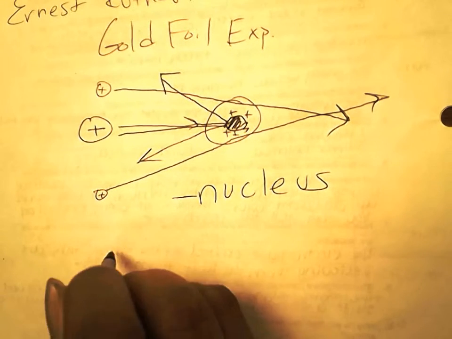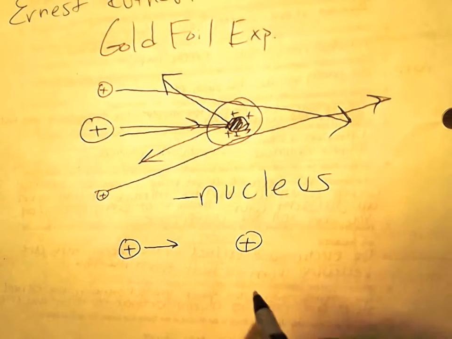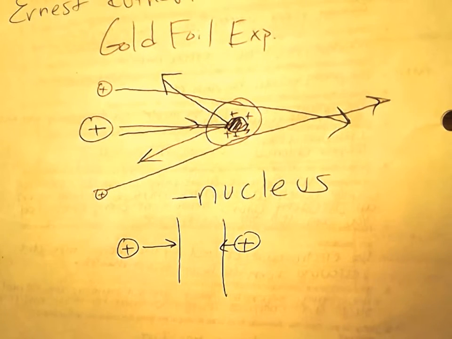If you have something positive approaching something else that is positive, they will not stick together. As a matter of fact, if you get close enough, they will approach a distance where they cannot even get close enough. They will have to bounce away, depending on how fast you shoot them, right? Because if I have two magnets and I have the same magnetic sides approaching each other, I can use my hands and force those two magnets to get close together.